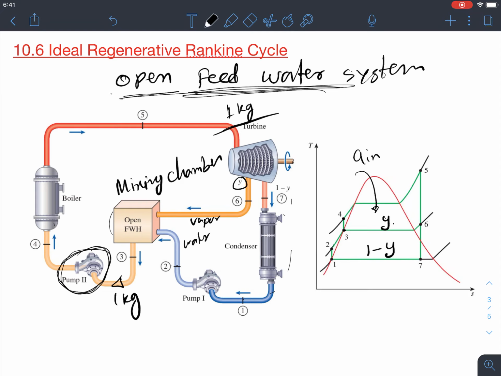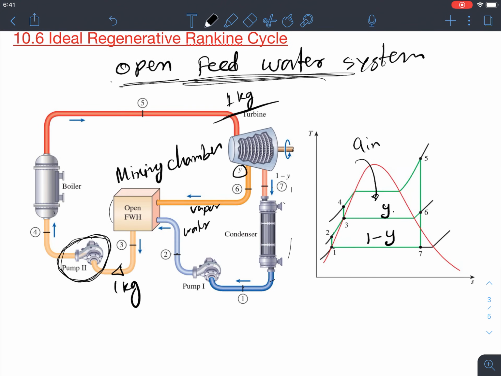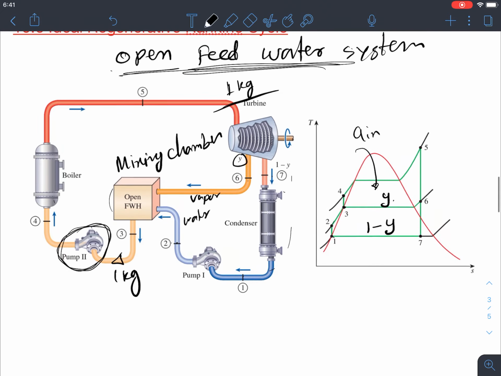6 to 7 right here. 7 to 1 is basically this 1 minus y amount of vapor, right? It's basically condensing. So that's the TS diagram of this modified Rankine cycle. Basically modified means the regenerative Rankine cycle.